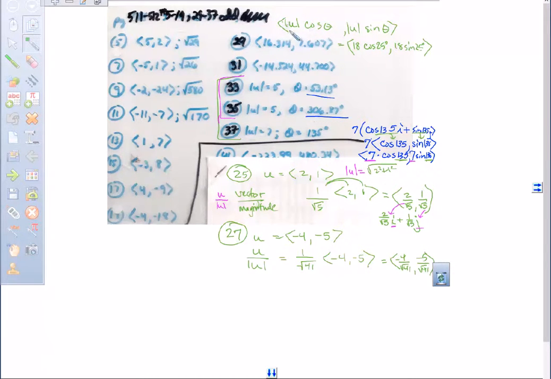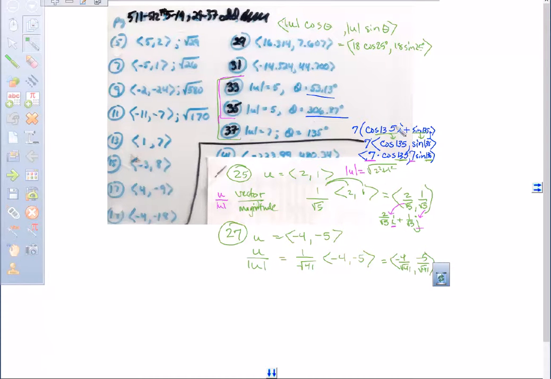Yesterday we talked about how we could represent this as the magnitude times cosine of theta and the magnitude times sine of theta, and we talked about why. So in this problem, we know the magnitude was 18 and theta is 25. So we'd do 18 times cosine of 25 to get the horizontal component of our vector, and 18 times sine of 25 to get the vertical component. And that's how 29 and 31 would have worked.